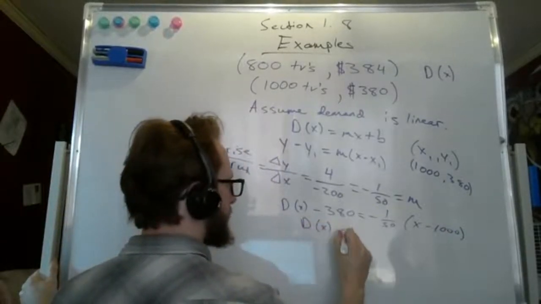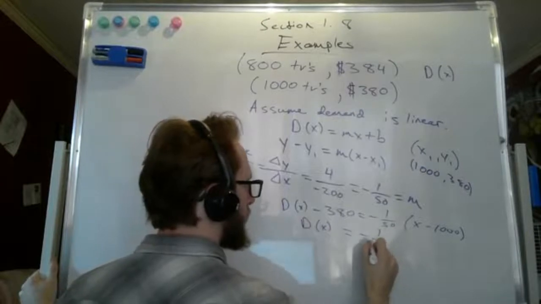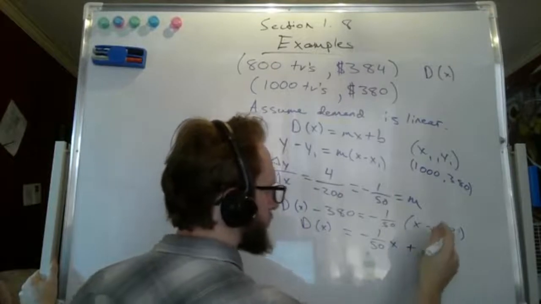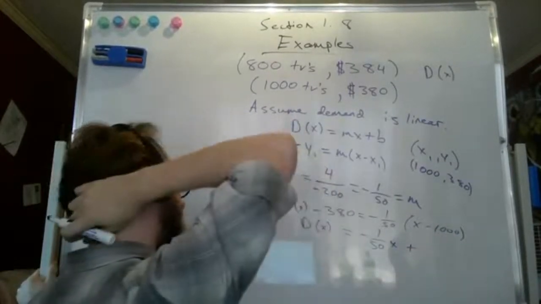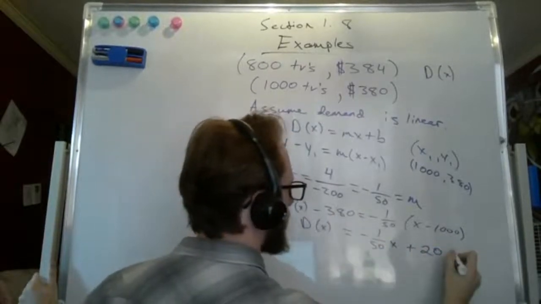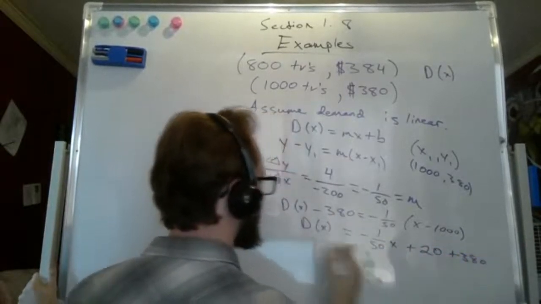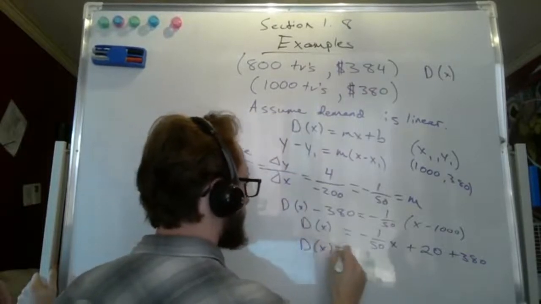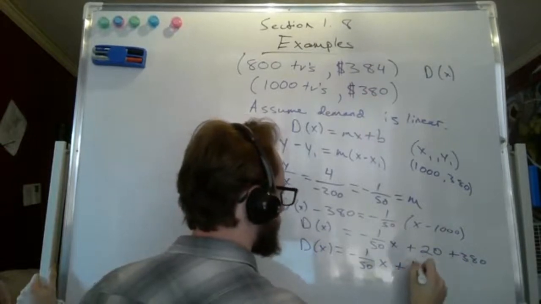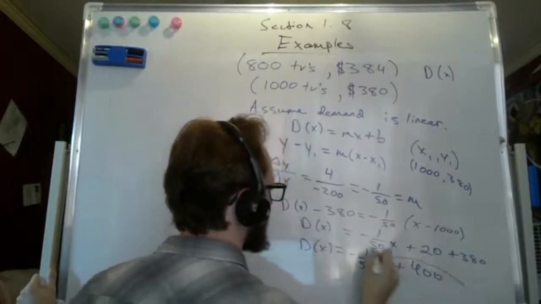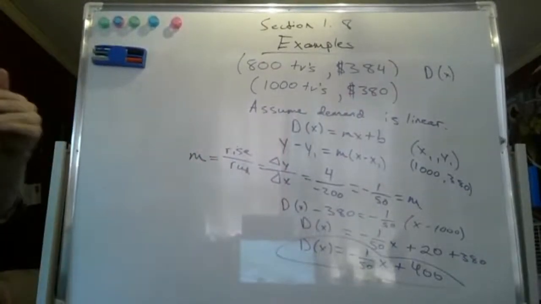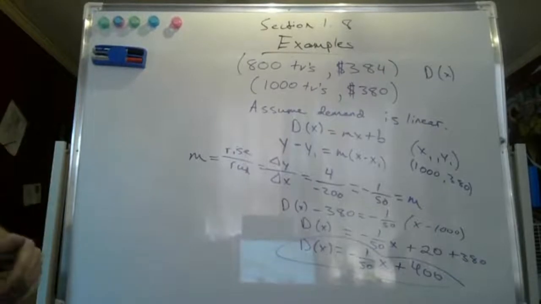So d of x is going to equal negative 150 times x plus 1,000 divided by 50. That's 100 divided by 5. That's 20. Plus, I got to add the 380 over. So my demand function is negative 150x plus 400. So there's our demand. Okay, this is good so far.